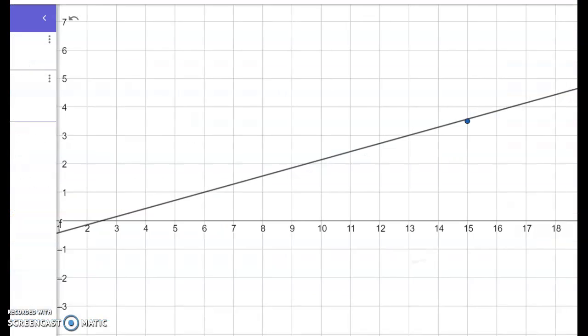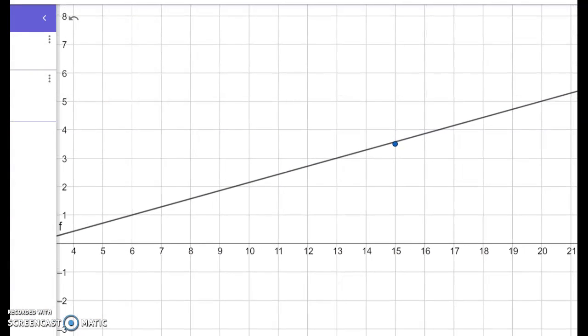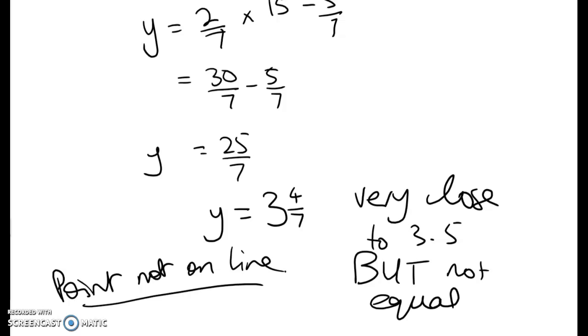Okay, so I whipped this up before I made the video. The black line is the line with the equation. I wonder if I can show you. Yeah, so that's the line we just found, 2/7 x minus 5/7. And that blue blob sitting just underneath is the point 15, 3.5. Okay, so that's how you would show whether a point was on the line or not.